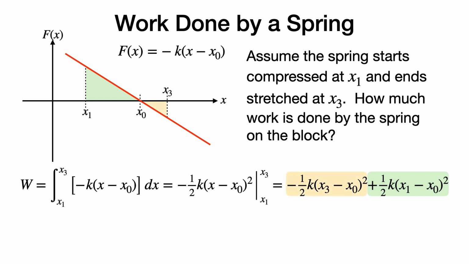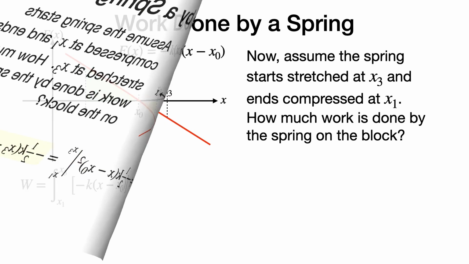Between x naught and x3, we have to calculate the same little bit of area, but this time we're subtracting it, because the force is doing negative work between x naught and x3. The force is negative, acting to pull back to the left on the object, which is moving towards the right.